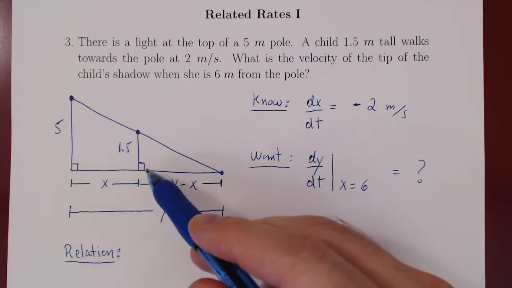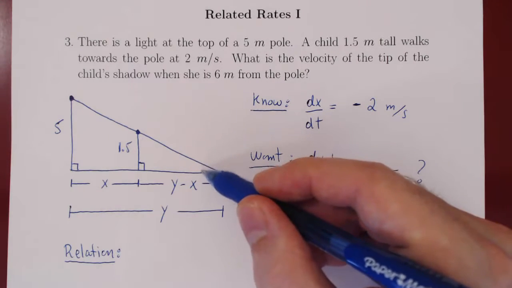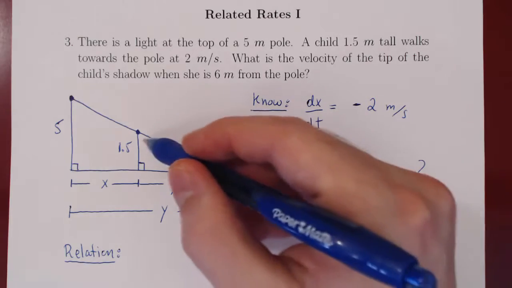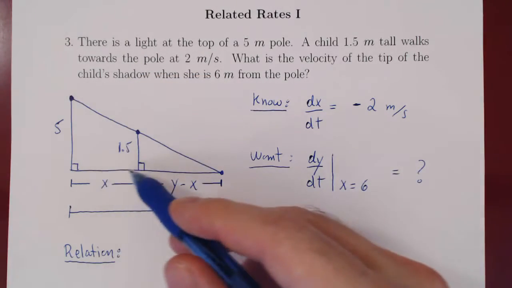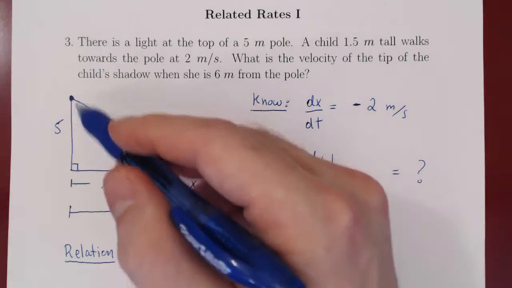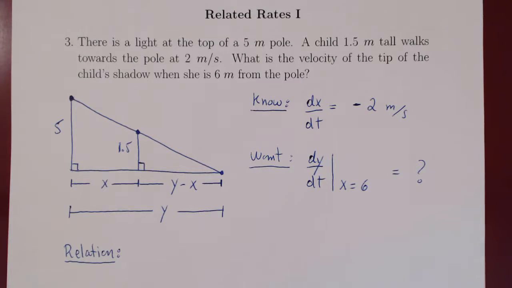They have the same angle of 90 degrees here, pi over 2. They share the same angle at the base. Therefore, this angle here is also the same as this angle here. So we have two similar triangles, the large triangle and the small one. And when we have similar triangles, what is constant is the ratio of common sides.